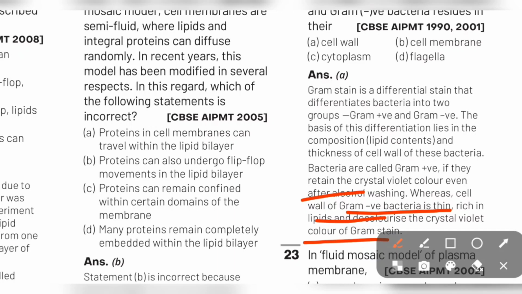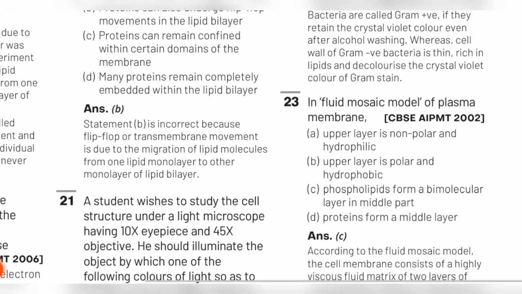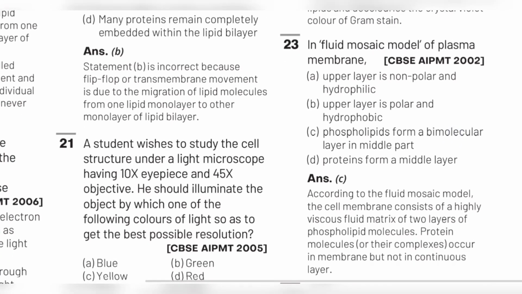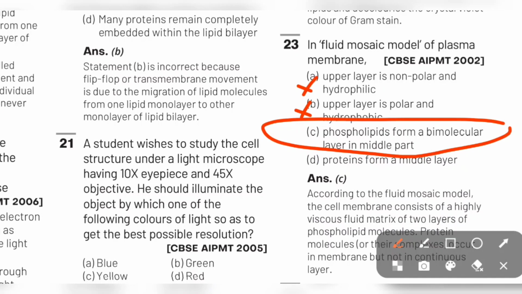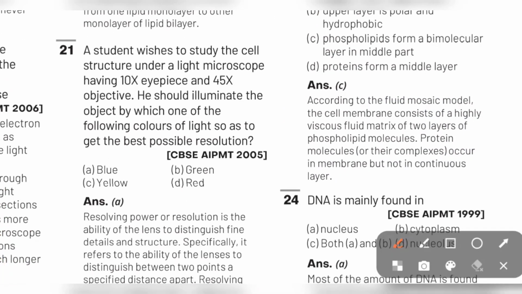Now we have, in the fluid mosaic model of plasma membrane, which one of the following is correct? Upper layer is non-polar and hydrophilic. Now, upper layer is polar and hydrophobic. Phospholipids form a bimolecular layer in the middle part. When we see the explanation, according to the fluid mosaic model, the cell membrane consists of a highly viscous fluid matrix of two layers of phospholipid and proteins. Protein molecules occur in the membrane but not in a continuous layer.